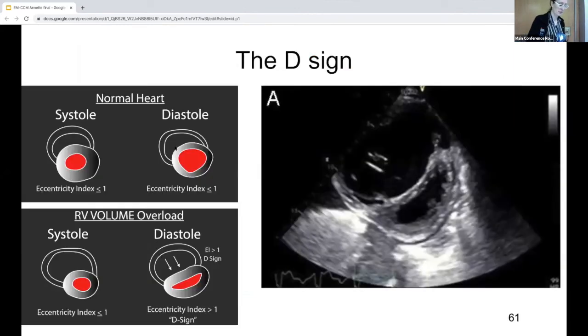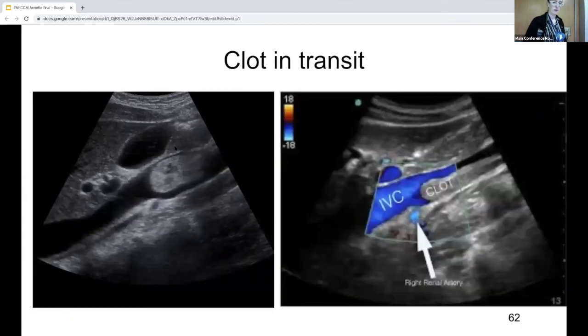Here is the D sign. Self-explanatory. You see how the right ventricle is dilated and bows into the left ventricle. And you can see a plethoric IVC that's generally over 2.5 centimeters in diameter with no inspiratory collapse. And here, these images I borrowed in transit.